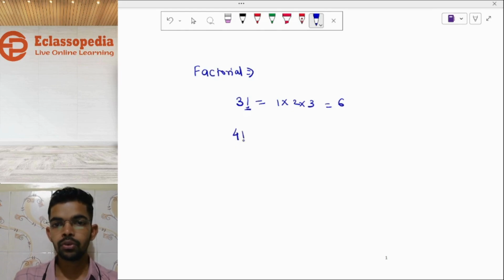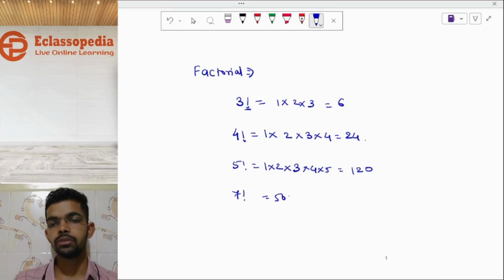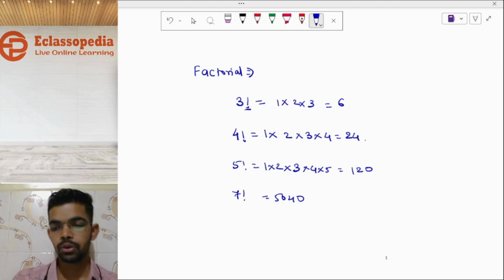If I write 4 factorial, this is nothing but multiplication of all the natural numbers from 1 to 4. So this will be 24. Similarly, 5 factorial will be multiplication of all the natural numbers from 1 to 5. This is 120. Similarly, we can find 7 factorial, 8 factorial and so on. 7 factorial will come out to be 5040. So this was factorial.